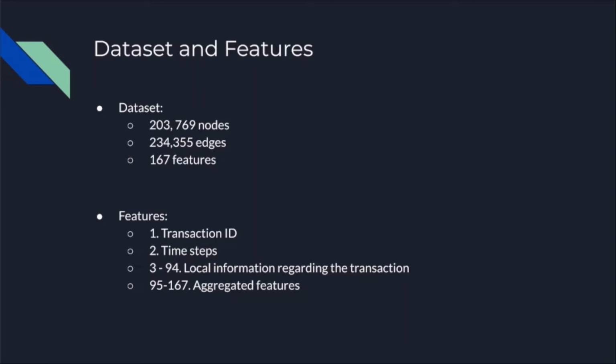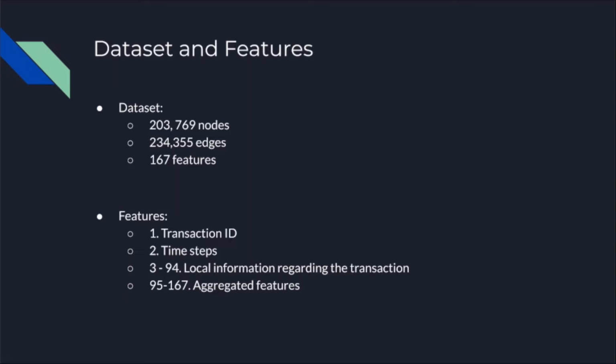Now let me tell you more about our dataset. It contains over 203,000 nodes, over 234,000 edges, and 167 features. The first feature is a transaction ID, which is a unique integer. The second feature consists of the time segments of all the transactions within 3 hours of the current transaction.